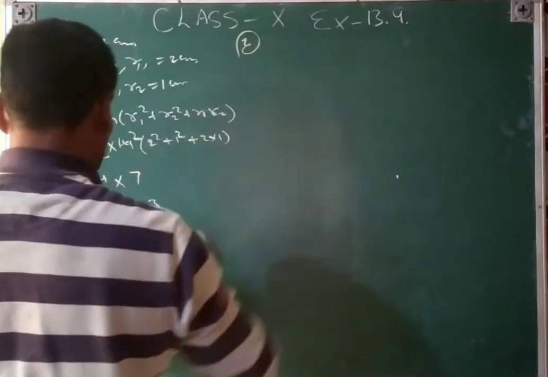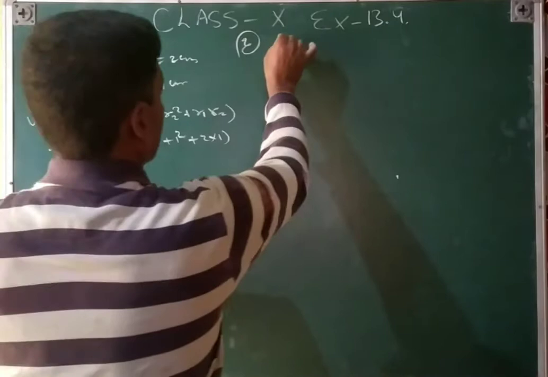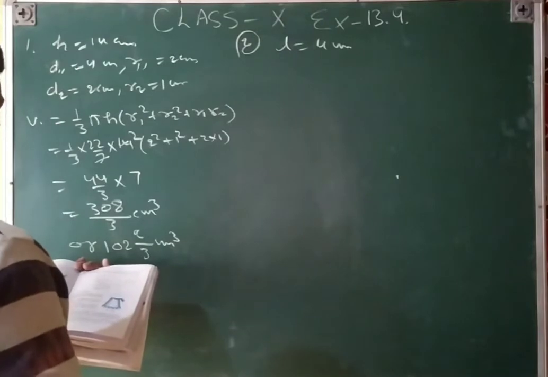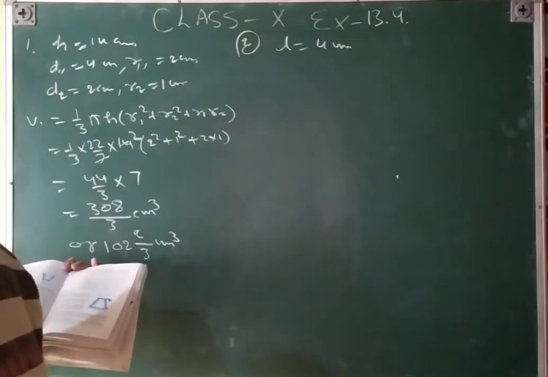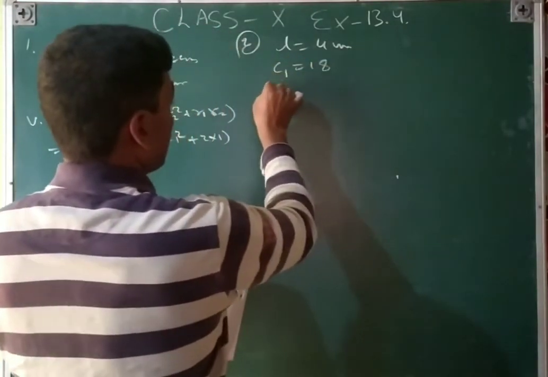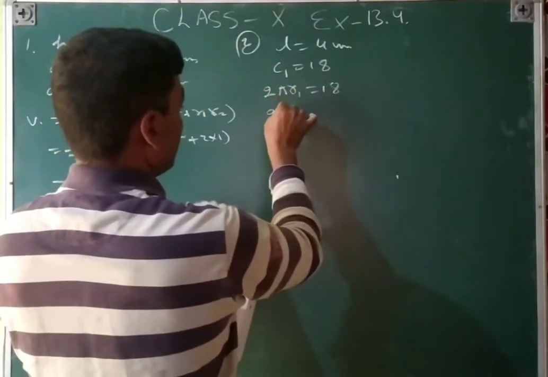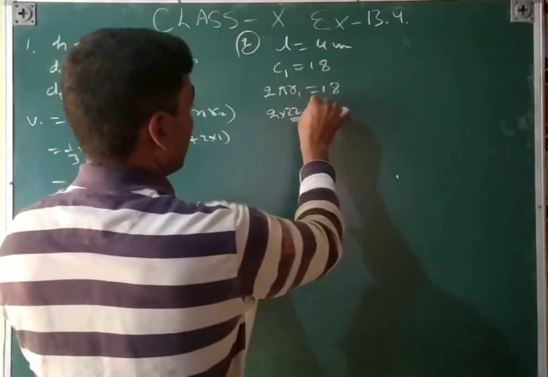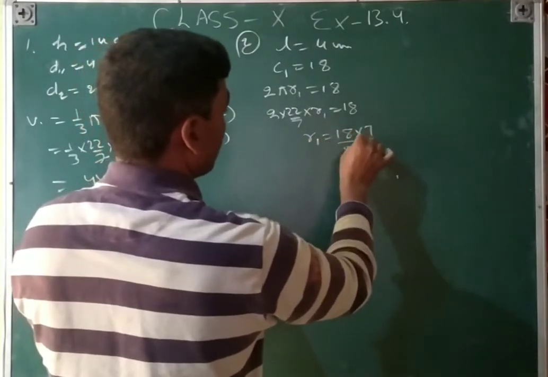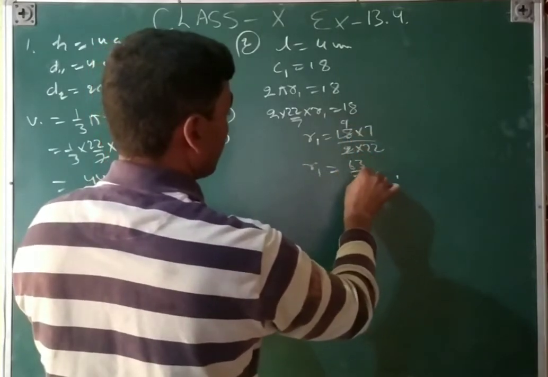And then the second question: the slant height of a frustum of a cone is 4 centimeter. So L is equal to 4 centimeter, that is the slant height, and the perimeter, that means the circumference of its circular end, is 18. So C1 is equal to 18. We know that 2 pi R1 is equal to 18, so 2 into 22 upon 7 into R1 is equal to 18. So R1 is equal to 18 into 7 upon 2 into 22, which is 63 upon 22.